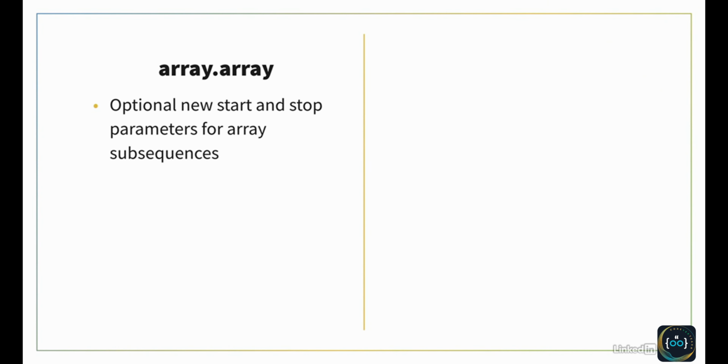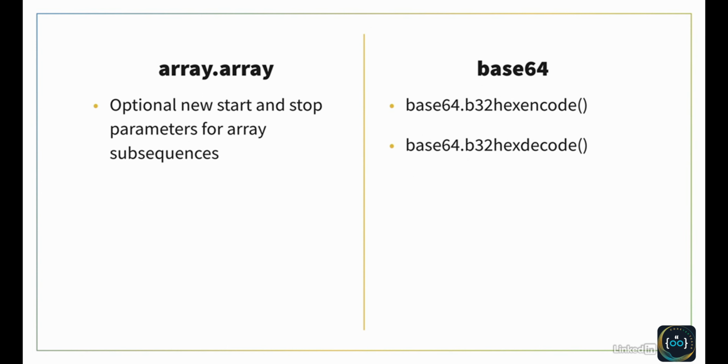The index method of array.array now has optional start and stop parameters, much like the list.index function. This function returns the index of the first occurrence of a specified item in the array. The optional arguments start and stop allow this functionality to be applied to subsequences of an array. Also, to support base 32 encoding with the extended hex alphabet, the base64 module has added 2 extra functions. In other encoding news, the normalize encoding function of the encodings module now ignores non-ASCII characters.